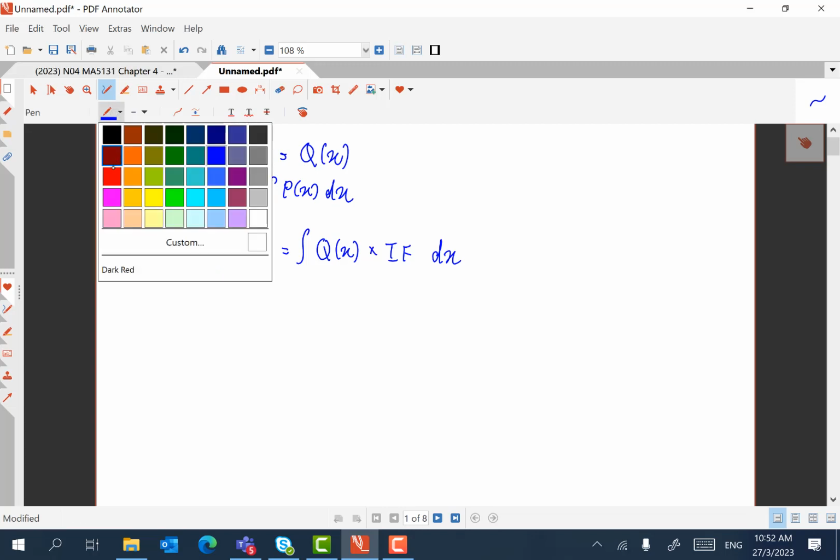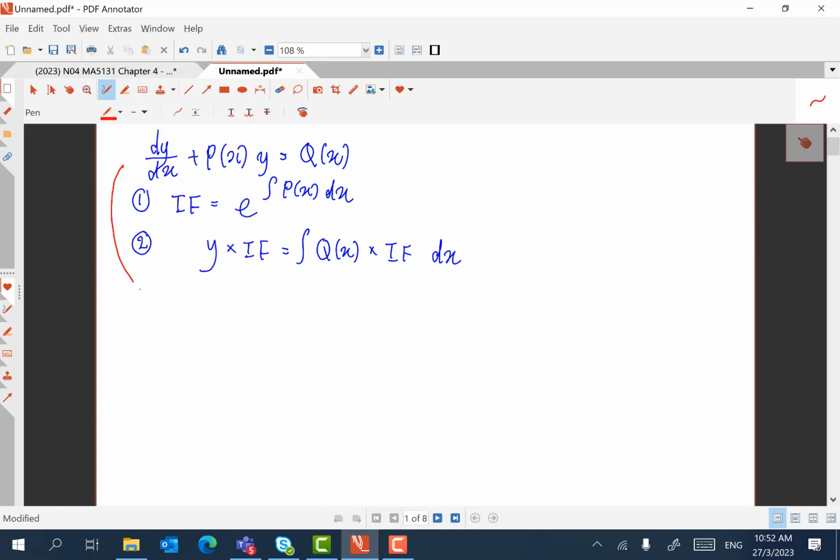So after you have found the IF, the idea here is you want to multiply throughout by the IF. So this e to the power integration of this thingy, dy/dx, plus e to the power integral of p(x), then y equals to e.